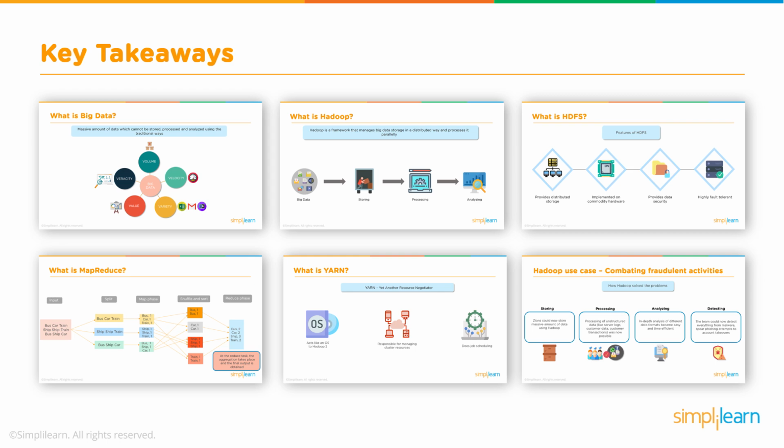So let's look at some key takeaways. We looked at what is big data, and we talked about volume, velocity, variety, value, and veracity. We looked at what is Hadoop as far as a storage system, processor, and analysis. Underneath the storage, we looked at the Hadoop file system and its features. We went over MapReduce, which is the processing, and then what is YARN, which is what's going on behind the scenes. Yet Another Resource Negotiator. I always want to call it navigator, but it's really a negotiator where they're shaking hands and negotiating deals. And then we looked at a use case where we're combating fraudulent activities.